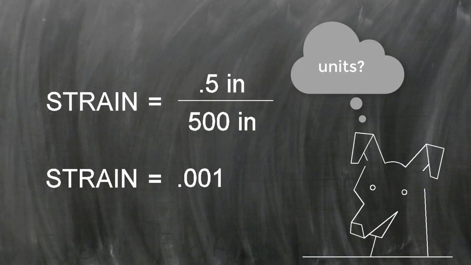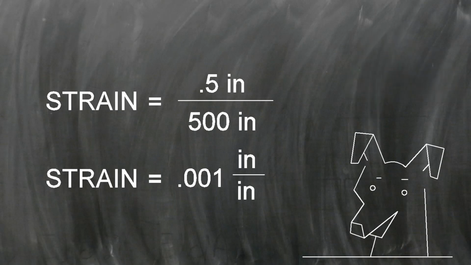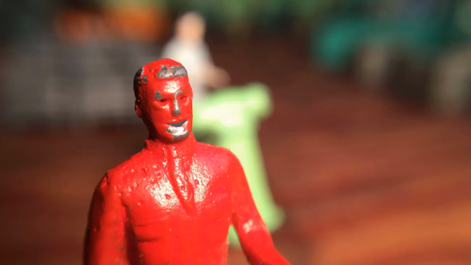You might expect the units to be inches, but when we divide inches by inches, the inches cancel each other out and the value becomes unitless. And we sometimes write inches per inch or millimeters per millimeter behind strain values to remind us what happened to the units. But strain is strain no matter what units of length we use.